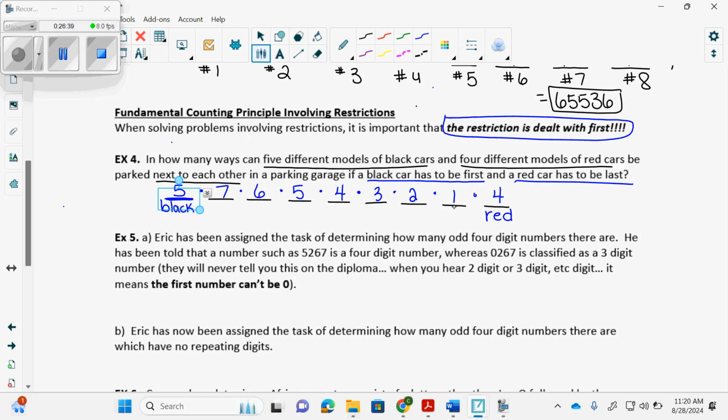So, 5 times 4. I could just go 5 times 7 times 6 times 5 times 4 times 3 times 2 times 1 times 4. I could do that. Or I can actually go 5 times 4 is 20 times... Now, this thing called an exclamation mark, an exclamation point in English, means you're like screaming something like help or something like that. Exclamation mark in mathematics is called factorial.